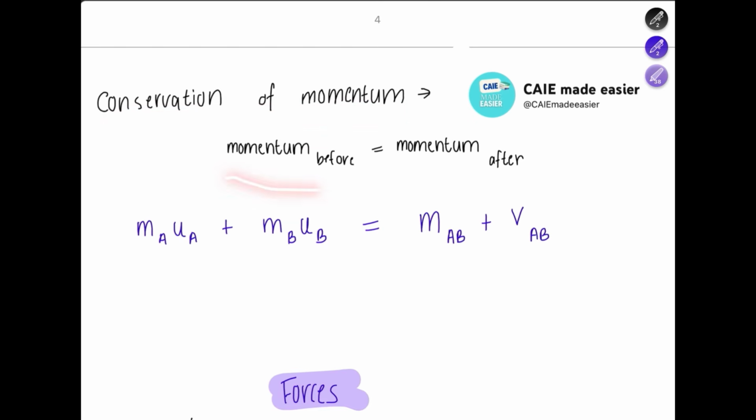Another concept is called conservation of momentum. This means momentum before collision equals momentum after collision. So here we have two objects, object A and object B. They are traveling with initial velocity, so mAuA. This is momentum before for A plus momentum before for B, mBuB.